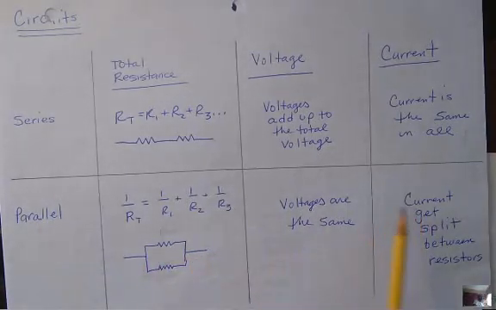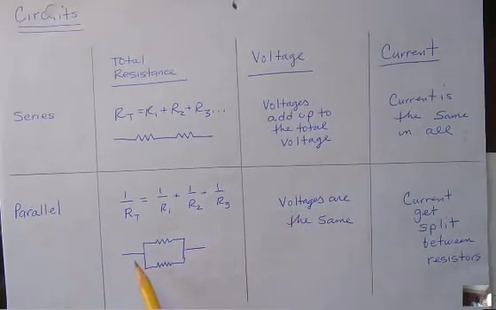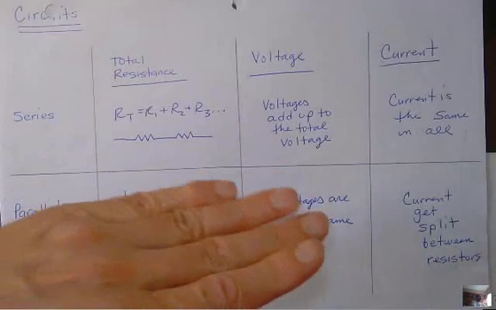So what happens to the currents when you have resistors in parallel? The currents get split up between the resistors, or another way to look at it is you add the currents back up to get the total current that was coming in or going out. Okay, and the voltages are the same because remember, voltages are the drops across.